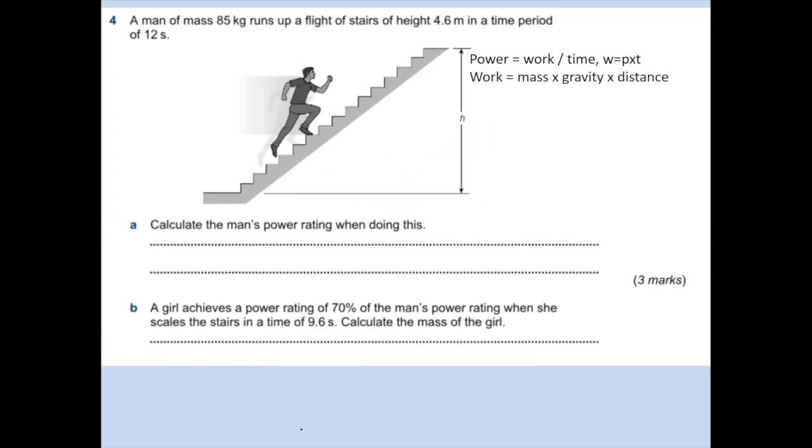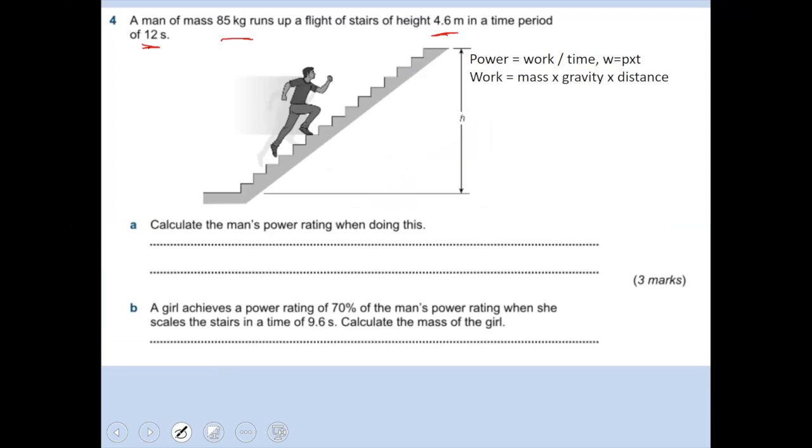Okay, so let's look at this question together. Question 4, I'm going to read through it. A man of mass 85 kilograms runs up a flight of stairs of height 4.6 meters in a time of 12 seconds.